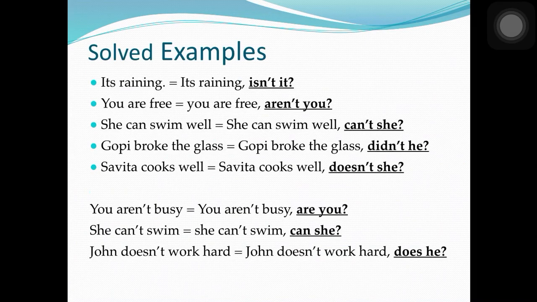Now the last 3 sentences are examples of negative sentences, where you can see positive tags are put. You aren't busy. Are you? The helping verb are, its negation is changed. It is made into positive. Are you? She can't swim. Can she? John doesn't work hard. Does he? Right? In these sentences, you need to be careful to pick up negative words. Sometimes they are not straightforward. Sometimes they are no, nay, neither, cannot, so our eyes don't go towards them. So don't be in a hurry. The first step you're going to do is to identify the sentence. And once you identify the sentence, then and only then go forward.